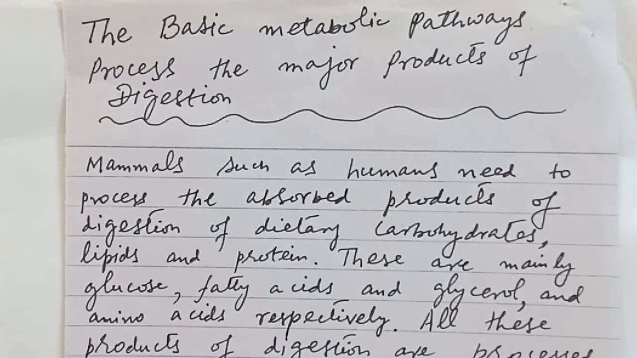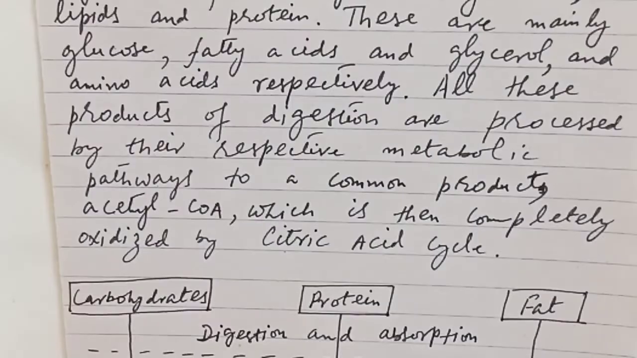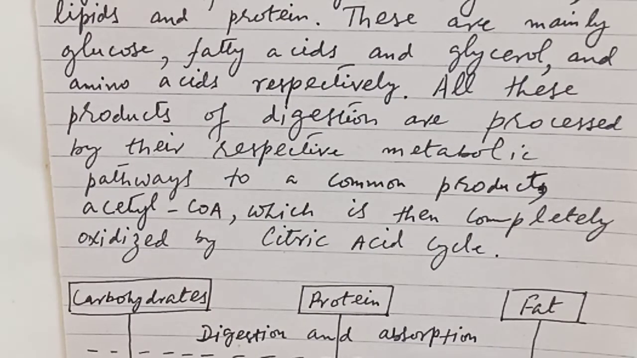Mammals such as humans need to process the absorbed products of digestion of dietary carbohydrates, lipids and protein. As I have already told you, these are glucose, fatty acids and glycerol, and amino acids respectively. All these products of digestion are processed by the respective metabolic pathways to a common product, that is acetyl coenzyme A, which is then ultimately oxidized by the citric acid cycle.